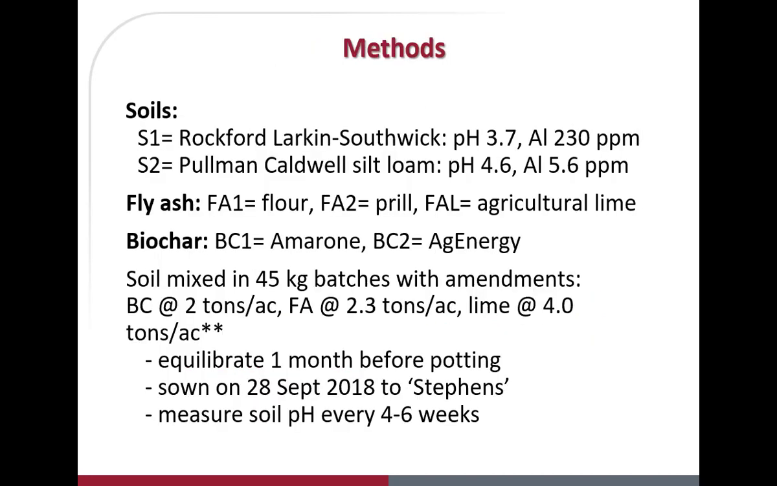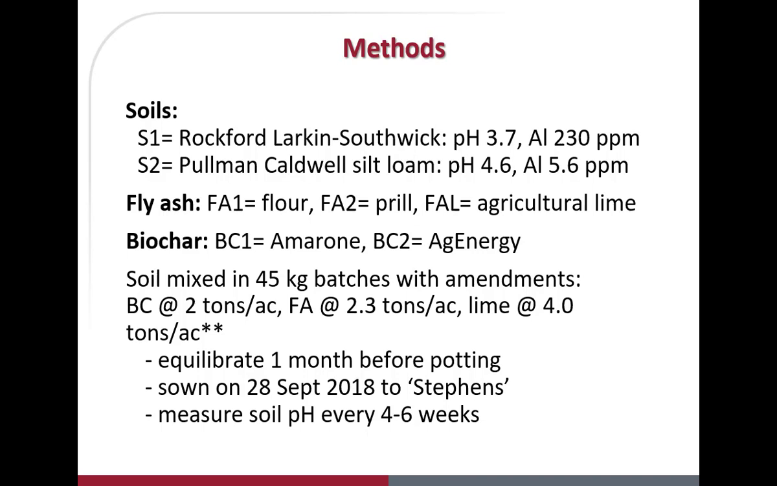And the study, and I don't have a lot of data to show you today, but we're working with two soils. This soil from that site that I showed you, this Rockford soil, pH 3.7, 230 parts per million available aluminum. And then a Pullman soil, pH 4.6, about 6 parts per million available aluminum.